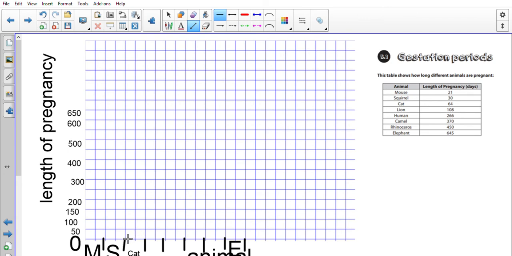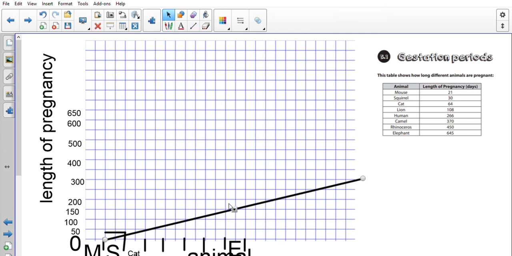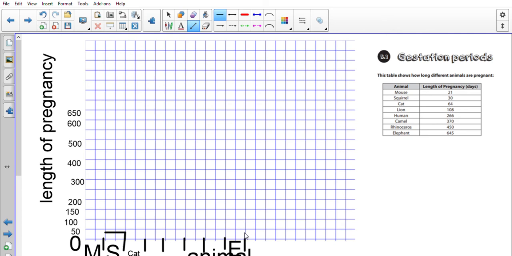And then to do your bar, let's have a look. Squirrel is 30 days, so this is going to be really short. It's going to be about there for squirrel, because it's below 50. I do apologise that I can't get my lines correct on here. Elephant then goes up to 645, so that's going to be right up here like this.